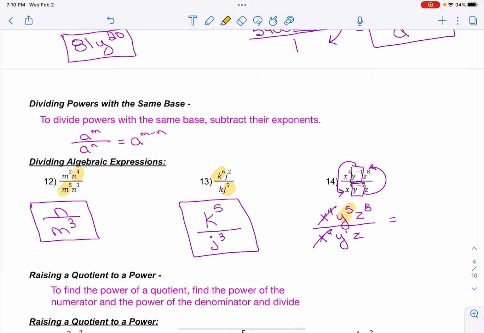Then we have y to the fifth and y to the first. Y to the fifth is our larger exponent, so that means y is going to be on top of our fraction. 5 minus 1 is 4. And then we have z to the eighth over z. So again, z to the eighth is our larger exponent, and it's up top. That z has this imaginary 1 exponent. 8 minus 1 is 7. And you can put this over that imaginary 1. You don't have to. You could just leave it as y to the fourth, z to the seventh, and that works fine.